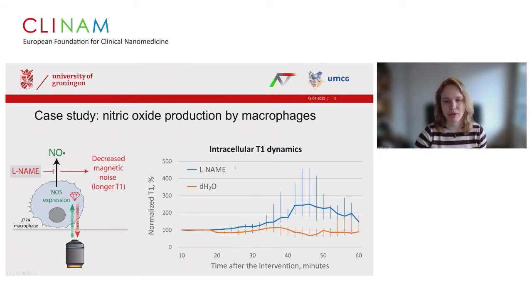You see that upon the addition of the inhibitor, the blue line, the T1 values grow over time. You can also see that the error bars are rather large, which corresponds to the differential response of the different cells within the sample. And this is also something that we can see very, very nicely with our method, and which is largely inaccessible to other techniques used to detect free radicals.